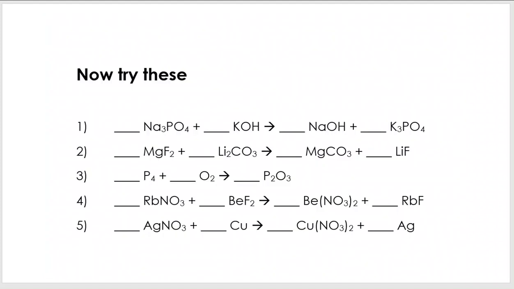So here are the first 5. And I'm not going to go through the explanation of this. That can be found in the earlier video, but I will show you the answers so you can check. So we need the 3 and the 3 in the first one. On the second one, we need 2LiF. On the next one, we need 3O2 and 2P2O3. On to the next one, we've got 2RbNO3 and 2RbF. And finally, we have 2 silver nitrate and 2 silver.